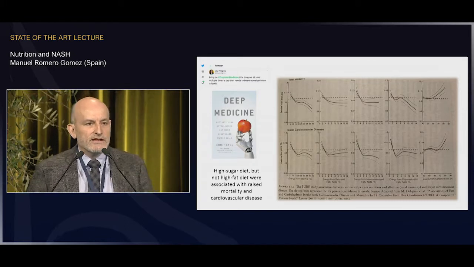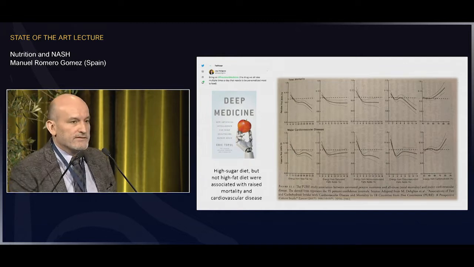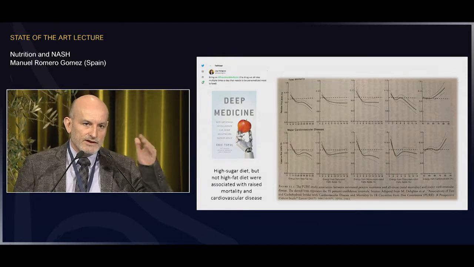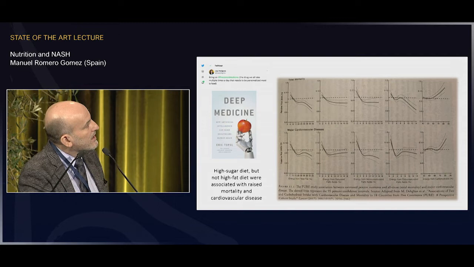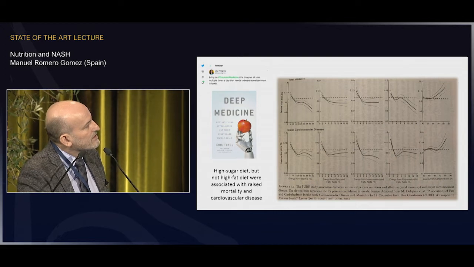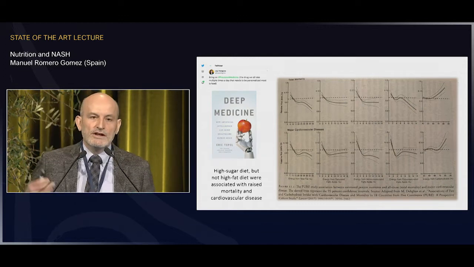And this is the final data of this fantastic book from Eric Topol, Deep Medicine. A chapter is The Deep Diet. I invite you to read this book because it's a very fresh reflection about that. And in this analysis, they take into account total mortality and cardiovascular events. Depending on the percentage of the different nutrients in the diet, you can see how the carbohydrate is increasing. When you increase the percentage of carbohydrate, you increase mortality and you increase cardiovascular risk. And it's completely different when you are increasing fat.